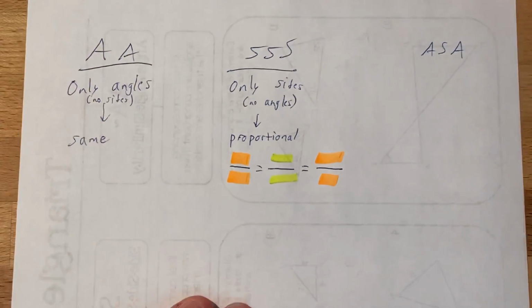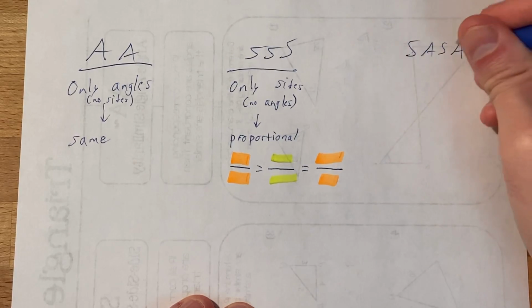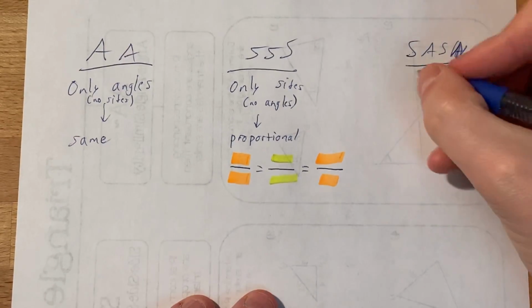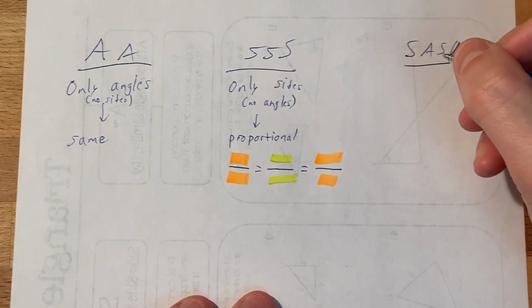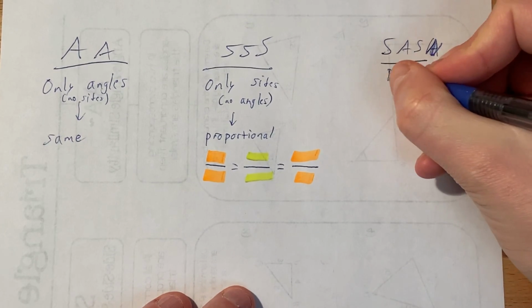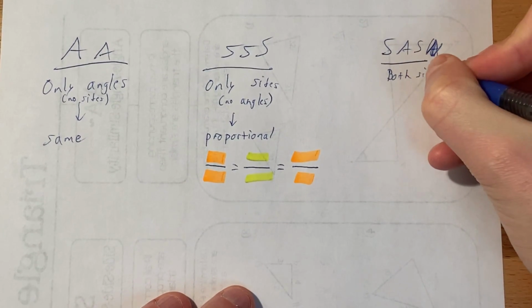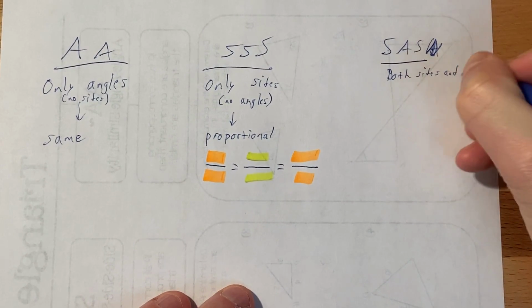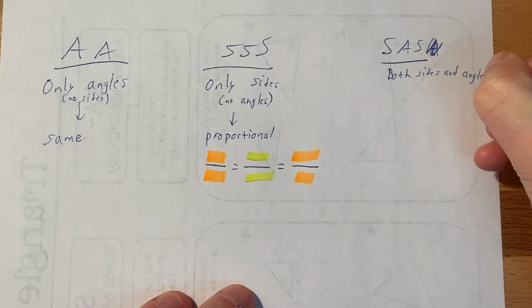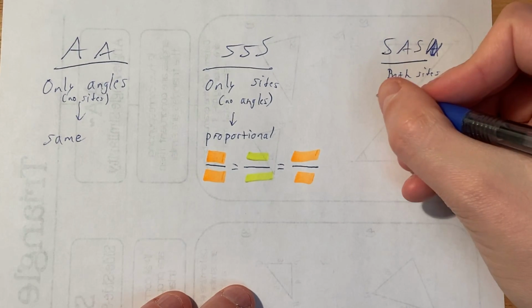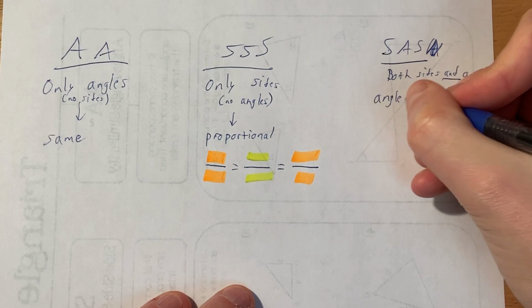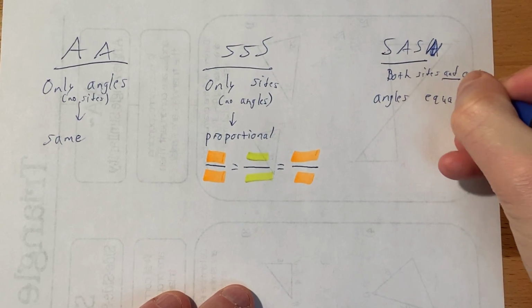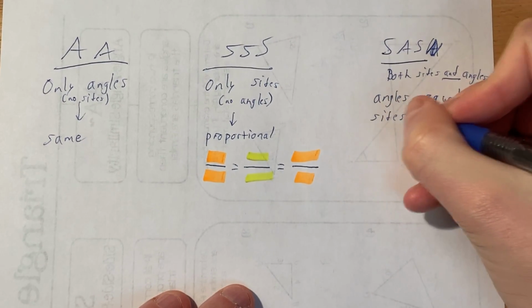Angle, side, angle. I don't know why I wrote that. It's totally side, angle, side. That is when you have two sides and an angle. Then you have to do both. The angles have to be equal, and the sides proportional.